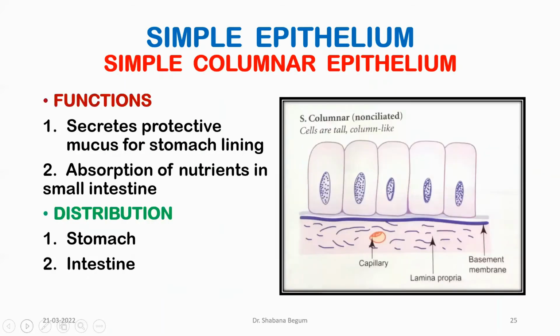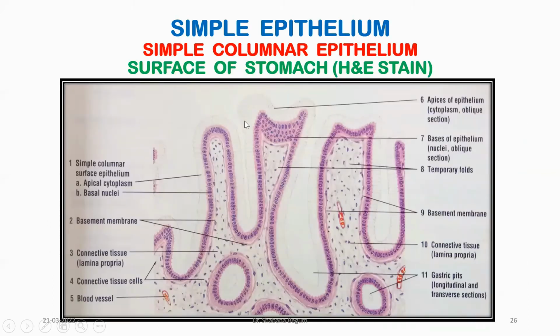This columnar epithelium has a very important function of absorption. It helps in the absorption of nutrients in the GI tract, so it is present in the stomach and the intestine. Another important function of the columnar cells is secretion of mucus. This is a histological appearance of the stomach. You can see the columnar epithelial lining. You can make out the oval nuclei of the cells.